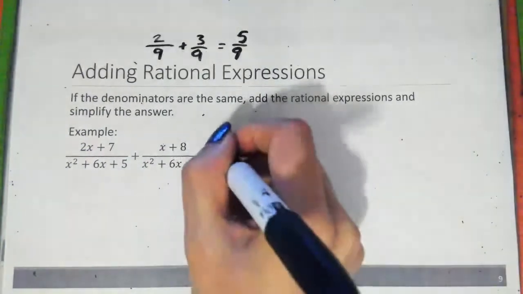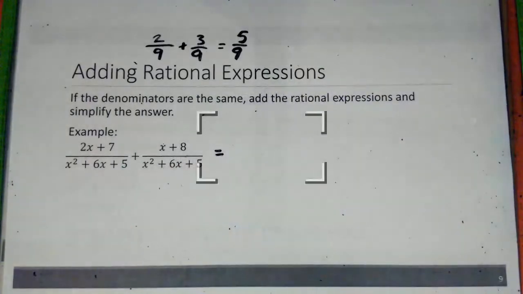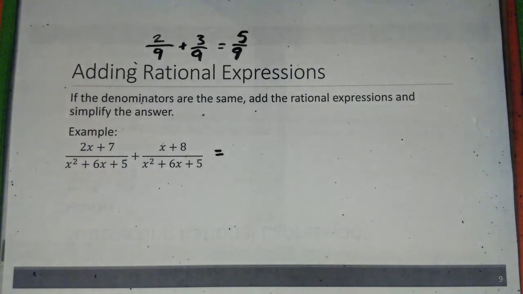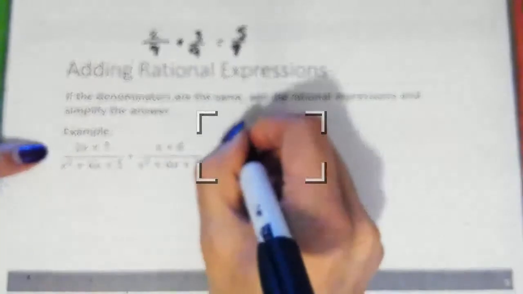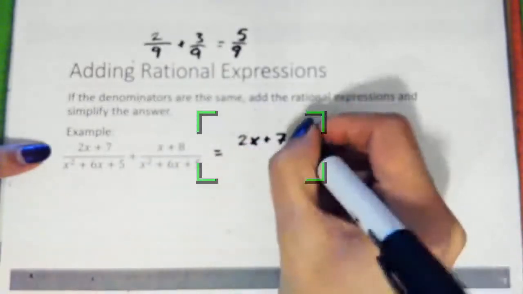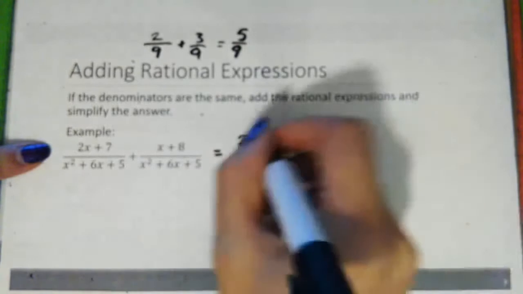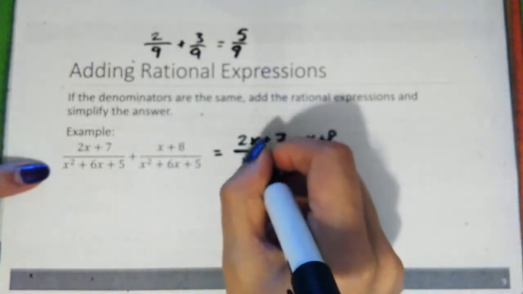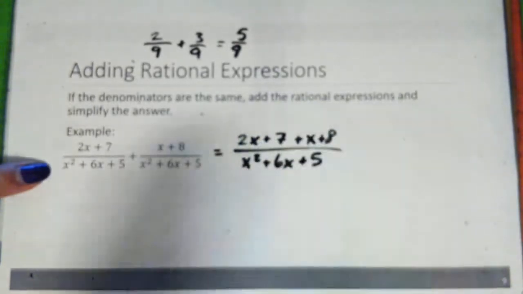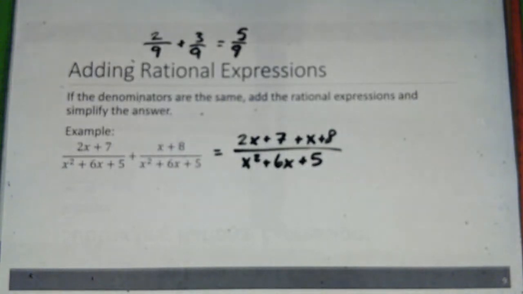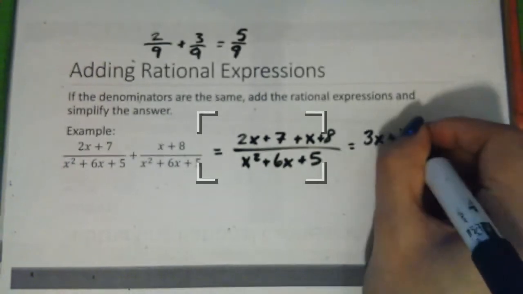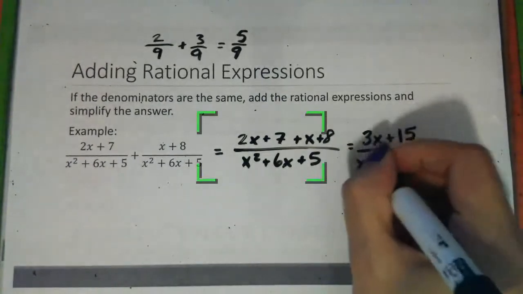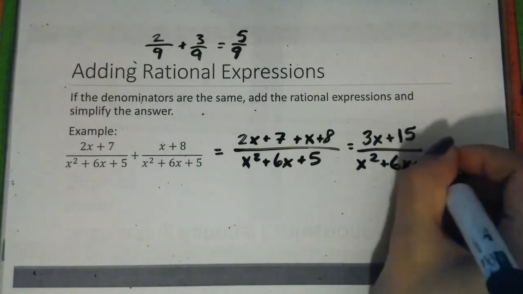All right, so in this case, I have 2x plus 7 plus x plus 8 over x squared plus 6x plus 5. Since I have the same denominator, I can just add straight across my numerators. I have 2x plus 7 plus x plus 8 over that denominator, x squared plus 6x plus 5. I'm going to go ahead and combine my like terms. That gives me 3x plus 15 over my denominator, x squared plus 6x plus 5.